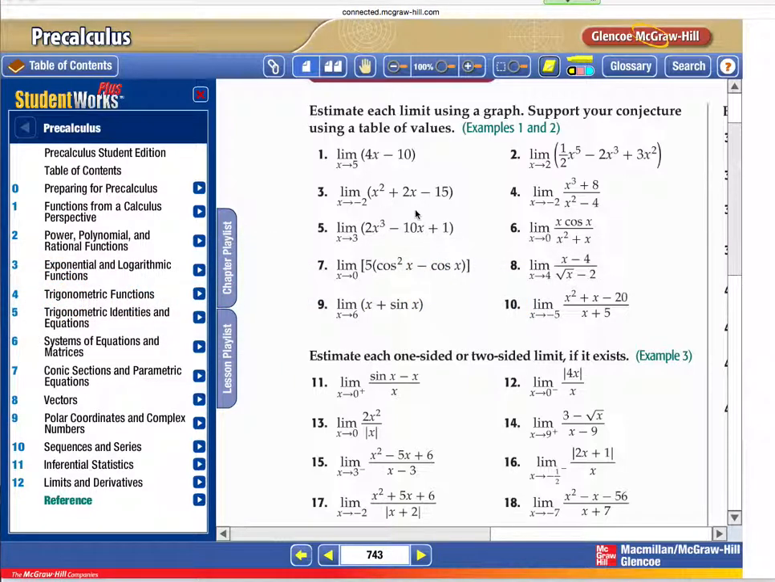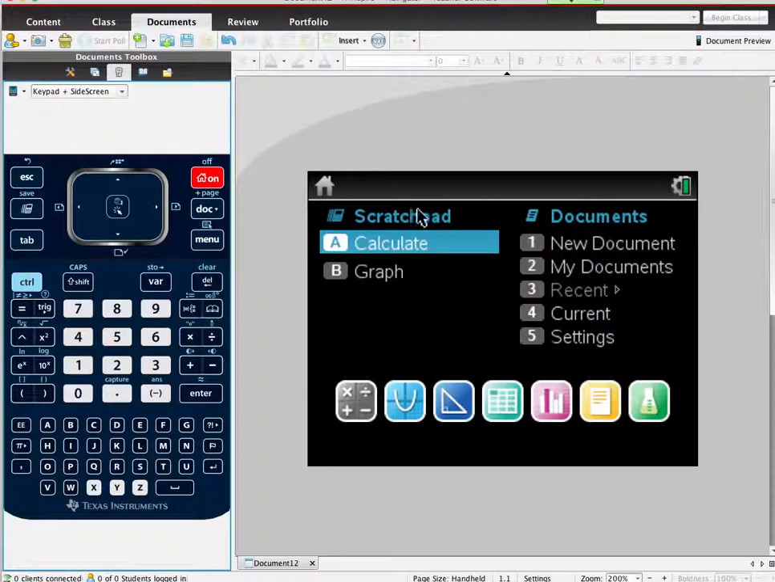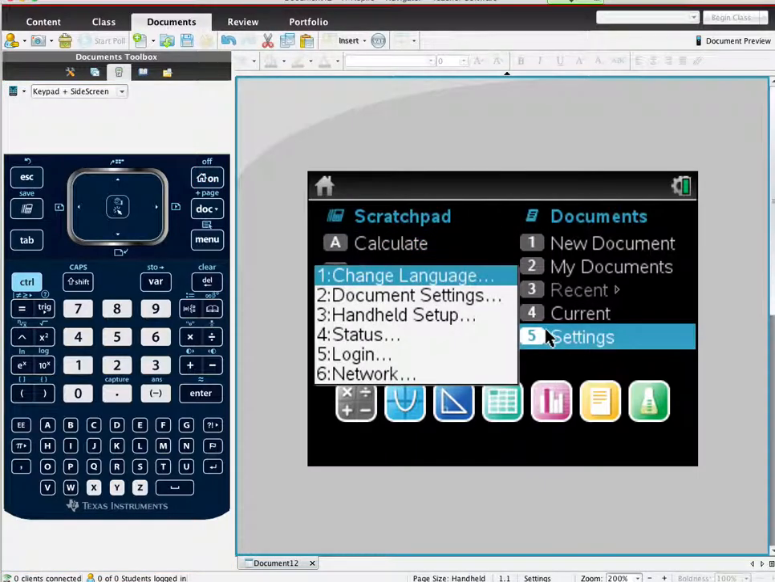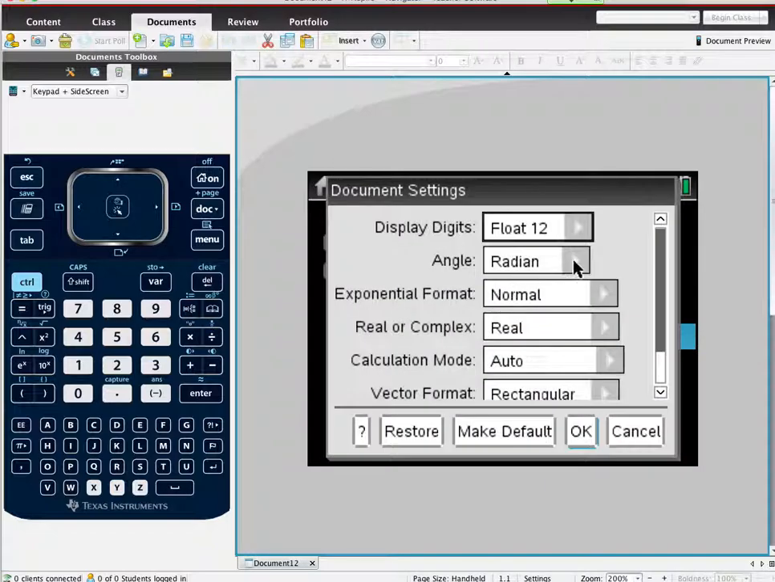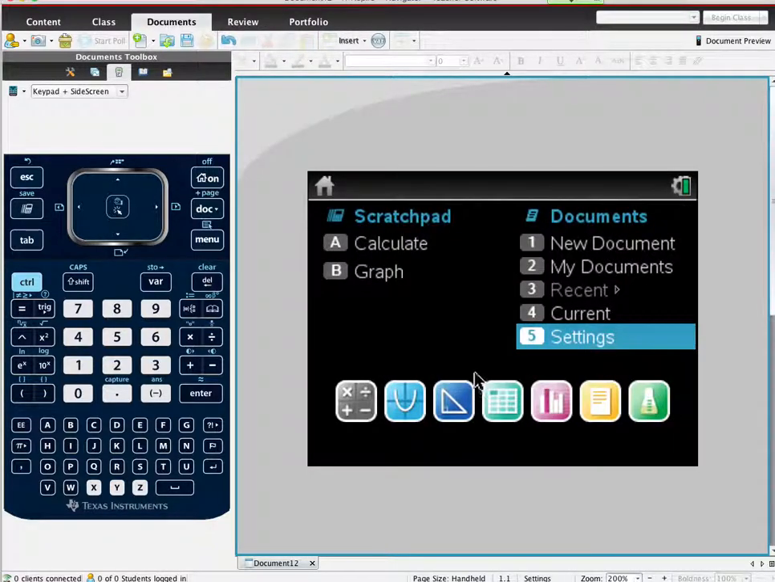Okay? So get your calculators out. And the first thing we need to do to your calculator is make sure we're in the correct mode. Your calculator needs to be in radian mode. So how do I put it in radian mode? Go to settings, document settings, and then you're going to go down one, click the middle button, and go up one. Once you get radian selected, make sure you go to the bottom and click Make Default, and then click OK. You always want to make it default and then click OK.